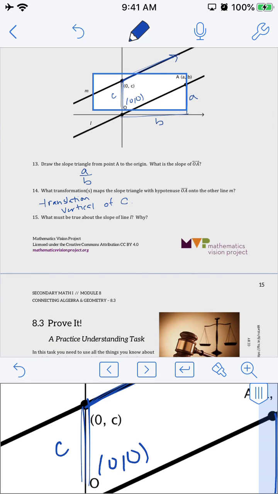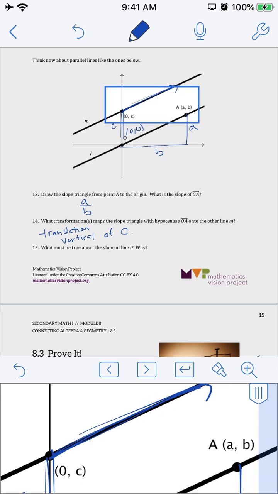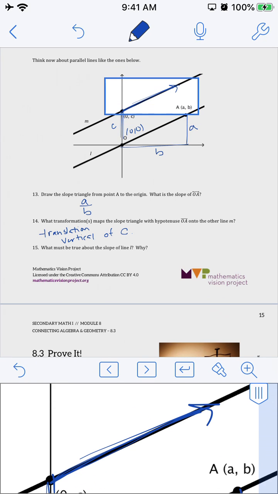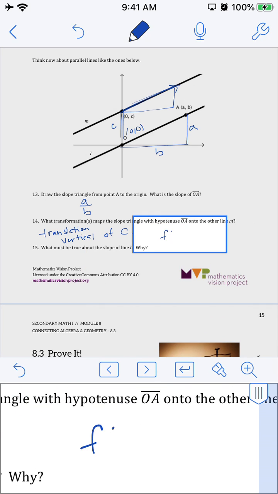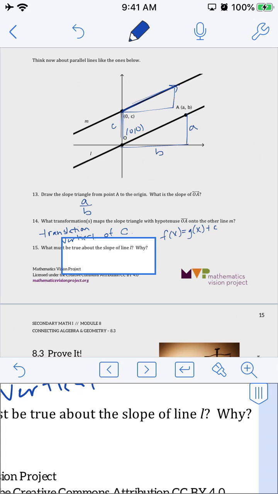What must be true about... There is a missing page here. That's annoying. Anyway, what must be true about the slope of line L? Why? What must be true here? It has to be the same. It has to be the same because we just took one line and moved it up. If you remember back to translations, translations would just be something like f of x equals g of x plus, in this case, c. We didn't change g of x. We didn't change f of x. We didn't change m. We didn't change l. We just moved it. And so their slopes have to be the same.